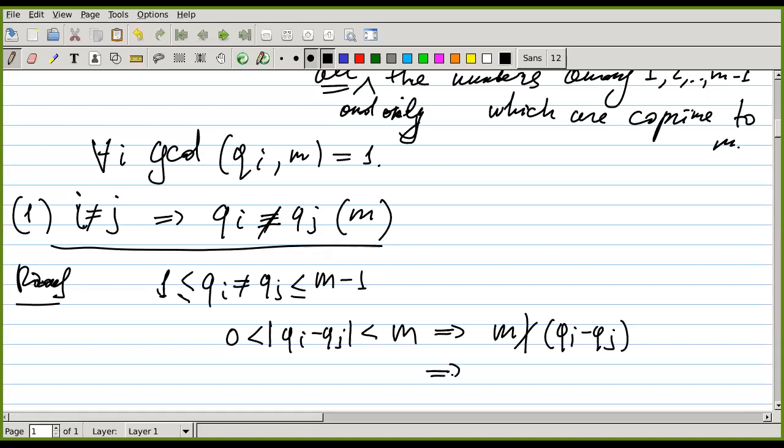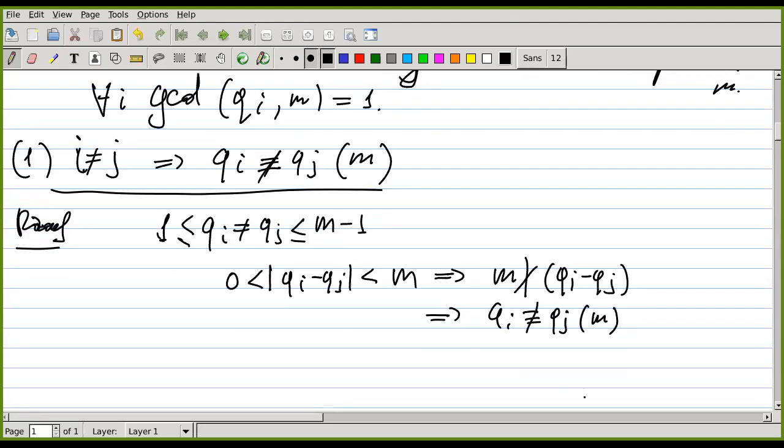So if the difference is not divisible, then they are not congruent. I think it is obvious, isn't it? So they are non-congruent. In fact, we know that no two numbers from this range are congruent modulo m, because if they are congruent, they have the same remainders, while these numbers coincide with the remainders modulo m. So if they are distinct, the remainders are distinct. Is it clear?